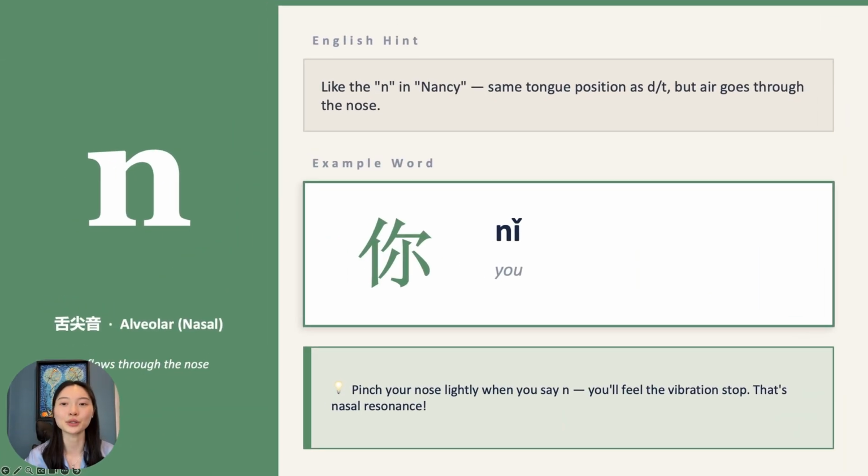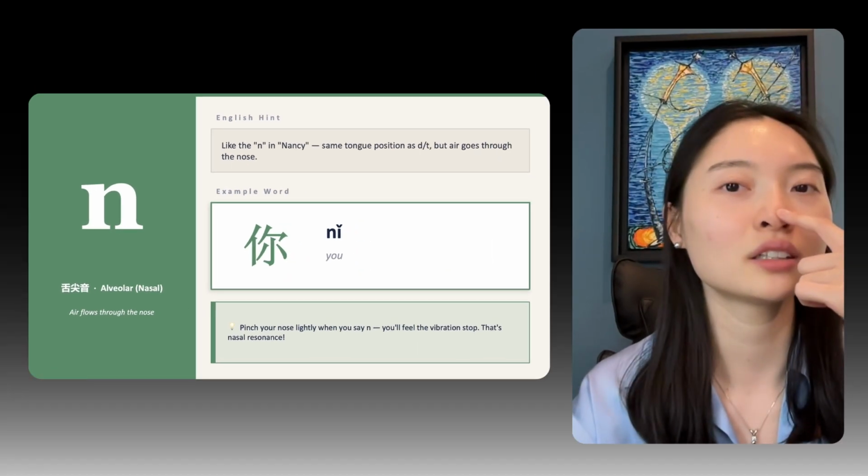N, like the N in Nancy. This is a nasal consonant. Nasal means the sound comes through your nose. Place your tongue tip behind your upper front teeth. Same position as D and T, but this time let the air flow through your nose. N. You should feel a slight vibration in your nose when you say it. N, n.